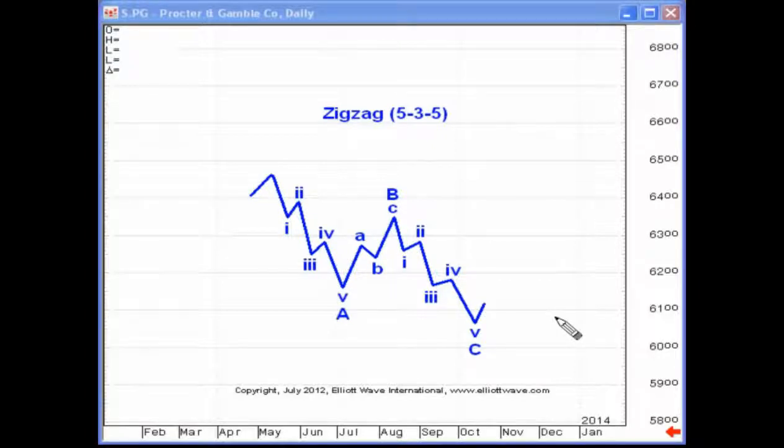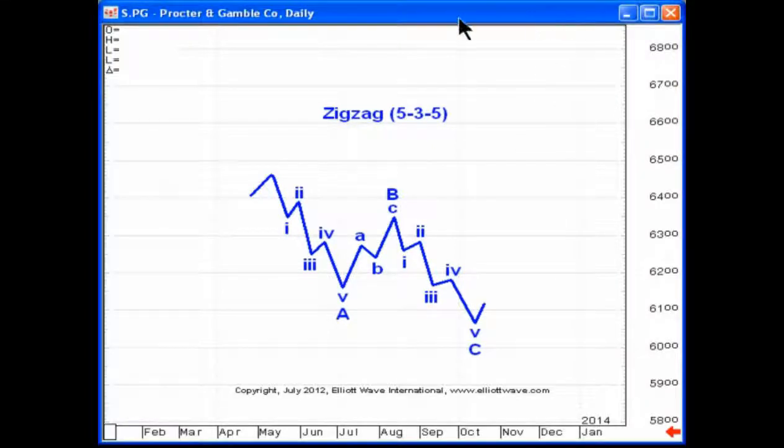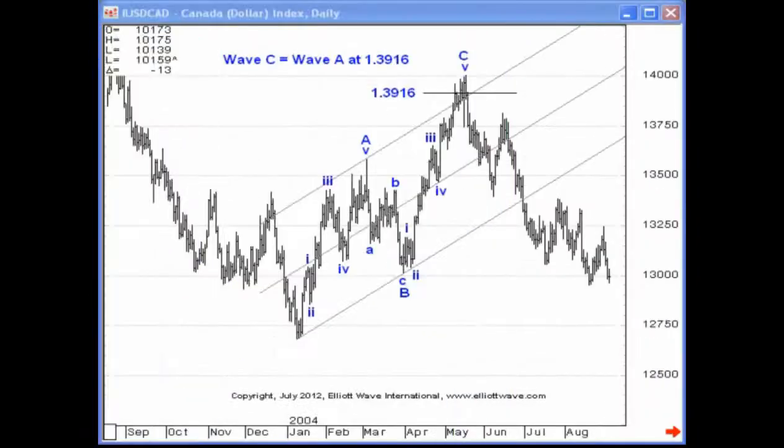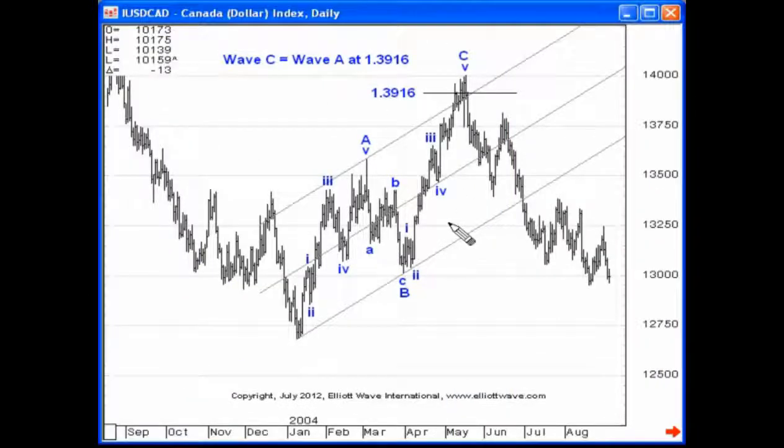This is a classic or textbook zigzag example. Okay, now let's look at a few examples of zigzags in real markets. Here's again the textbook example of a zigzag. It's a 5-3-5 pattern. What you'll see here is the US Canadian dollar, the FX. I'm looking at the classic textbook example of a zigzag. Here's waves 1, 2, 3, 4, 5, A, B, C for B, and then 1, 2, 3, 4, 5.